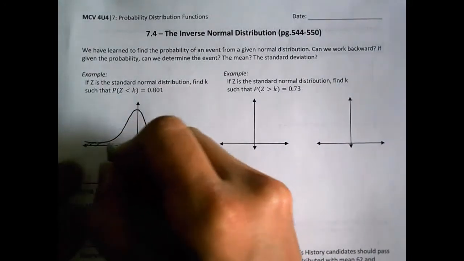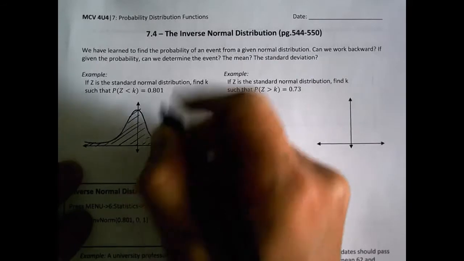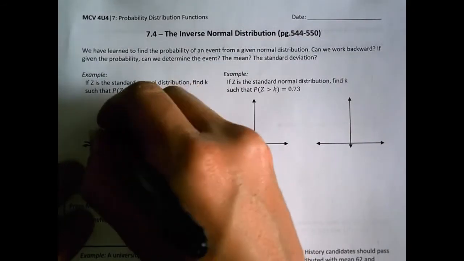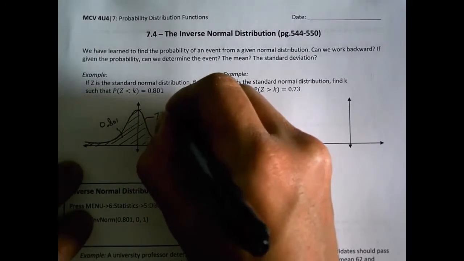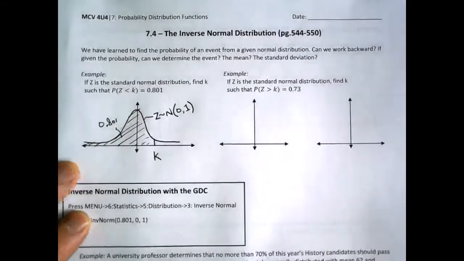However, I do know that this area is 0.801 or 80%. And this is a standard normal distribution. So we say Z belongs to, or has the parameters 0 and 1.